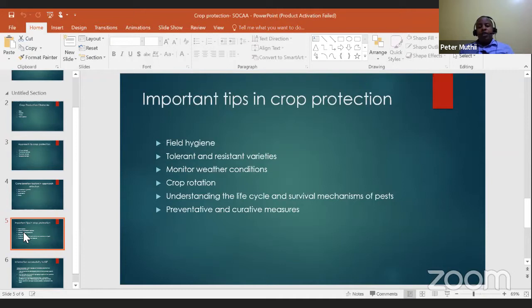So you want to know, at maybe week three, these are the times I expect to see this and that in this crop. So I need to apply a preventative pesticide that reduces instances of disease, instead of investing in curing the same disease, knowing that once the crop becomes diseased, it also reduces its vigor. So even the production will go down. So these are some of the issues that farmers need to understand before they engage in farming and make the choice of crop protection.